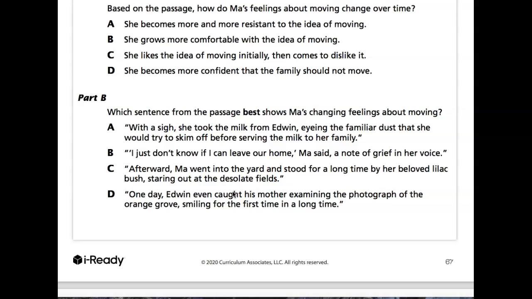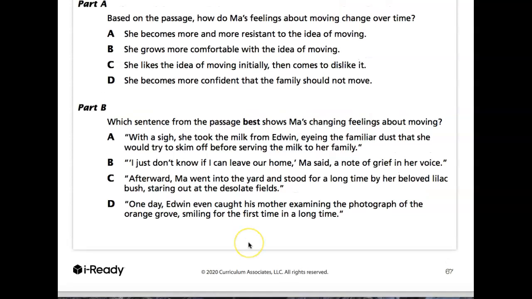All right. A. With a sigh, she took the milk from Edwin, eyeing the familiar dust that she would try to skim off before serving the milk to her family. B. I just don't know if I can leave our home, Ma said, a note of grief in her voice. C. Afterward, Ma went into the yard and stood for a long time by her beloved lilac bush, staring out at the desolate fields. And D. One day, Edwin even caught his mother examining the photograph of the orange grove, smiling for the first time in a long time.